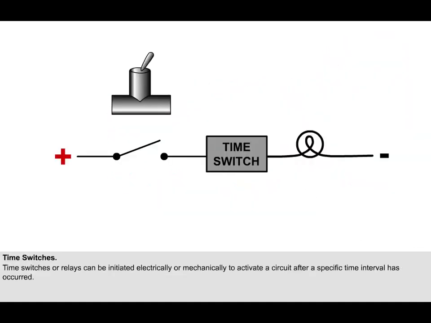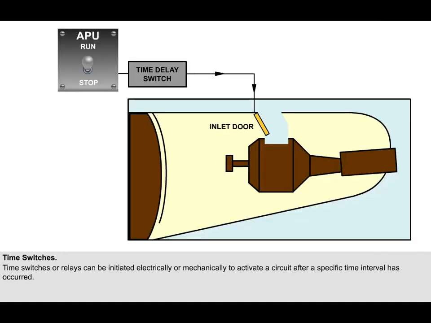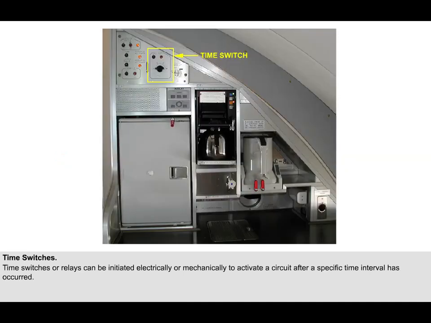Time switches or relays can be initiated electrically or mechanically to activate a circuit after a specific time interval has occurred. A time switch is often found in an aircraft's auxiliary power unit, where it will close the air intake door after a specific time delay after the auxiliary power unit has been shut down. Time switches can be simple wind-up mechanical switches, like this galley hot cup controller, or, more probably, on modern aircraft, solid-state electronic devices.